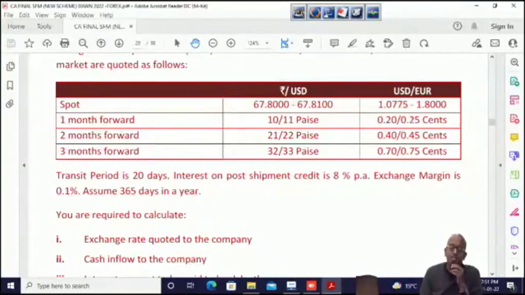1.0775. It should be plus 0.0040. Okay, plus 0.0040. This is my gut. It should be this way, and then we should multiply both the rates, and then deduct 0.1%.